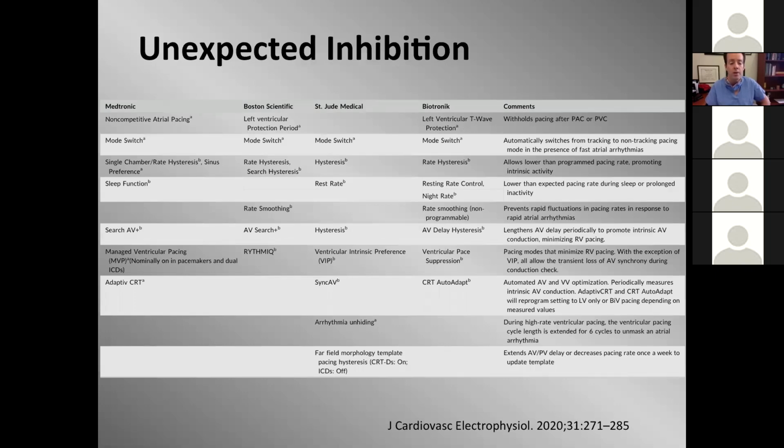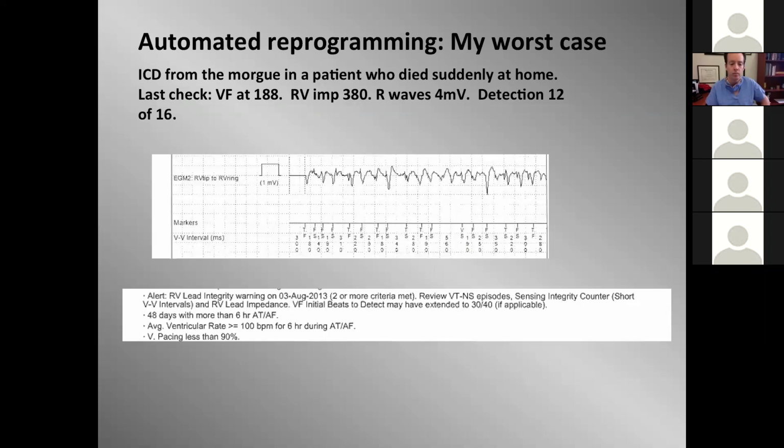So here's some other unexpected inhibition algorithms. I'm not going to go through them, but feel free to copy them. This is actually in a review that we've done this year for device automated features. And there are many others. The best are from Drs. Ellenbogen and Swerdlow. And because I don't want to talk about this case, it's too depressing, I think we're going to end there.